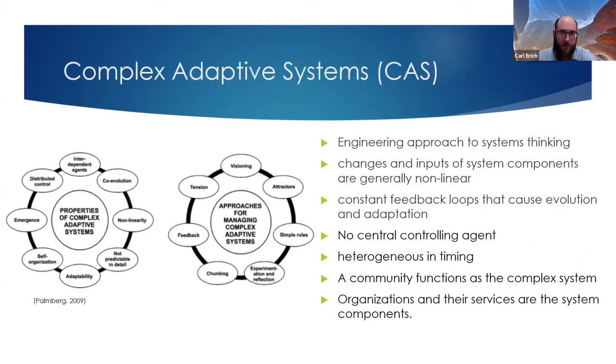So, just a further breakdown of complex adaptive systems. It's the engineering approach to systems thinking. It's about changes and inputs of system components, which are generally nonlinear, again, more like feedback loops. And this really leads to evolution and adaptation of the system. What that means is sometimes they can be unpredictable. They can be a little chaotic, which is actually kind of fun, but it also makes it hard to stick with a concrete strategic plan from start to finish. You've got to allow yourself to be flexible in that.